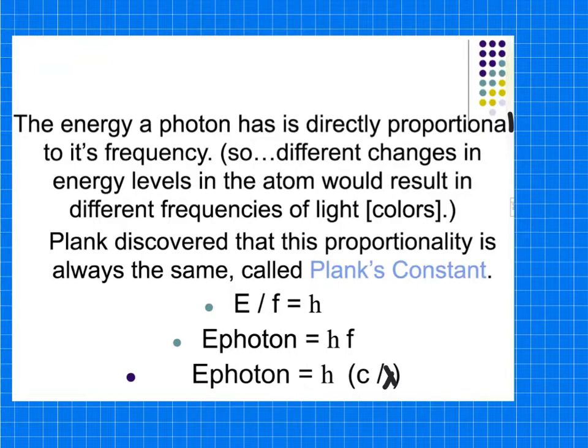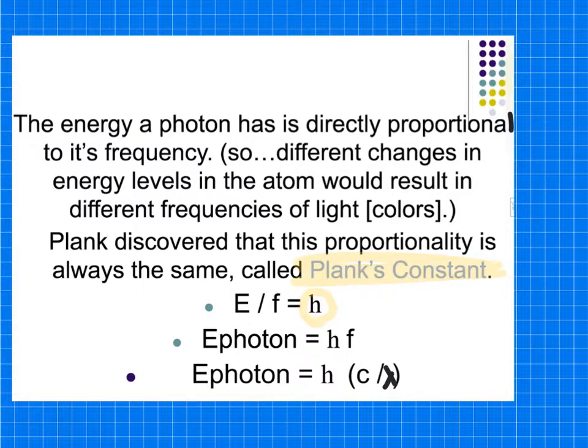So Max Planck discovered the proportionality between energy and frequency, and he called it Planck's constant. Planck's constant is represented by this H, and it is the proportionality between energy and frequency, so energy divided by frequency.